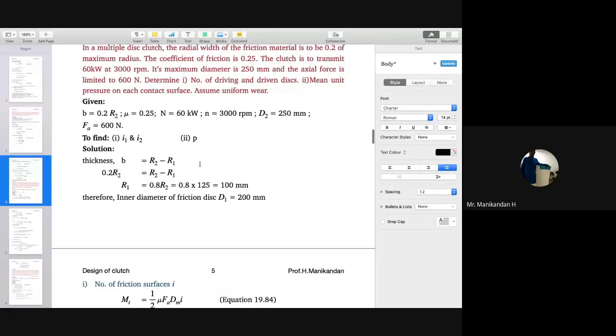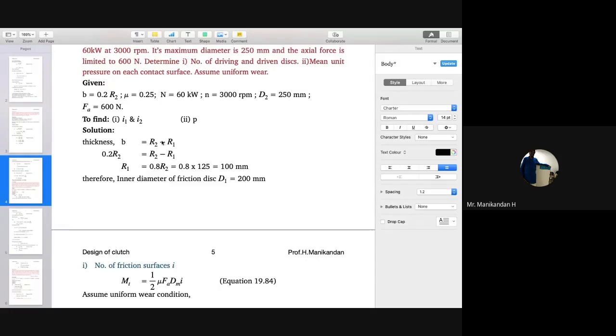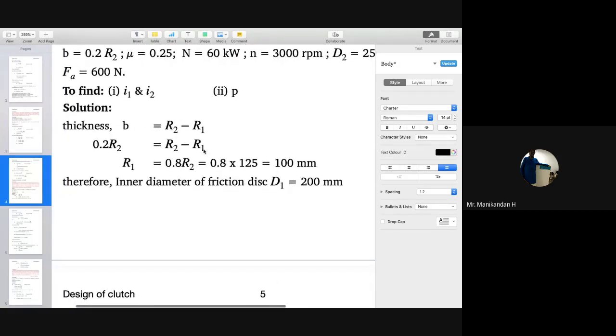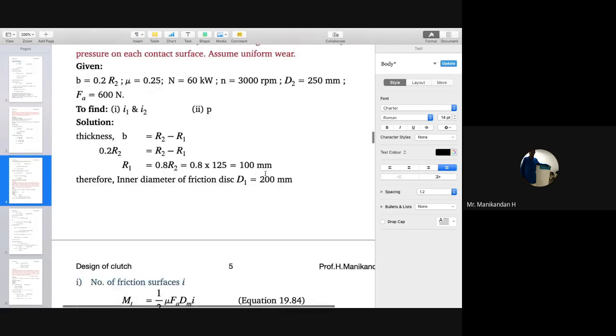Now we will go for this thickness equation. B is equal to, we know that R2 minus R1, but they have told B is equal to 0.2 R2. So substituting, we got 0.2 R2 equal to R2 minus R1. From this we can find out R1 value because R2 value is given in the question, right? So 0.8 R2 is equal to R1. So R1 value I got it as 100 mm. So once R1 is 100, then the diameter D1 is equal to 2 into 100, that is 200.